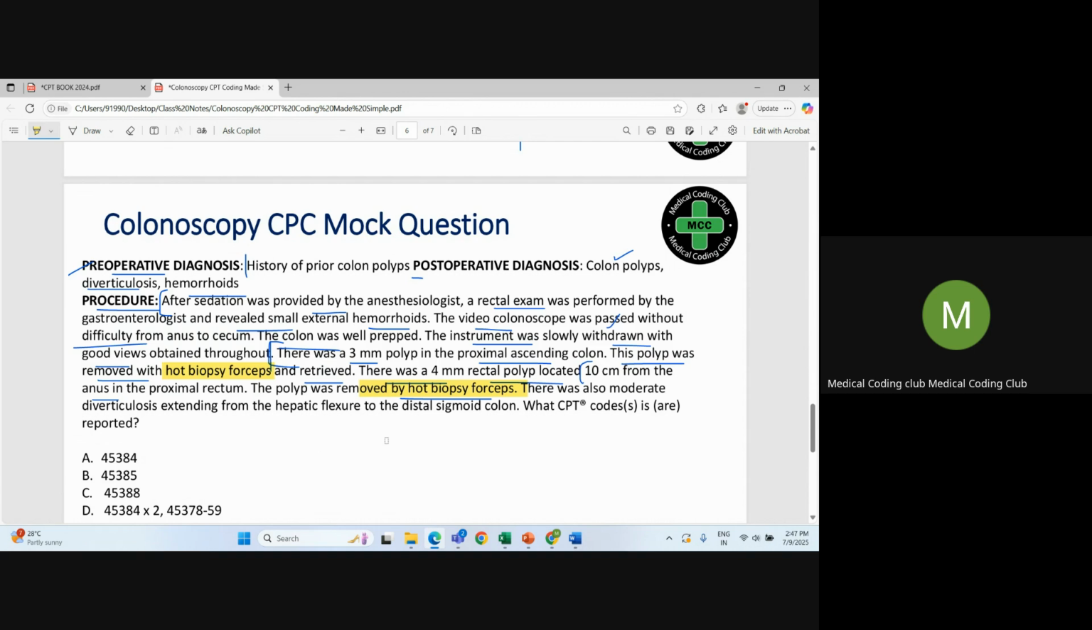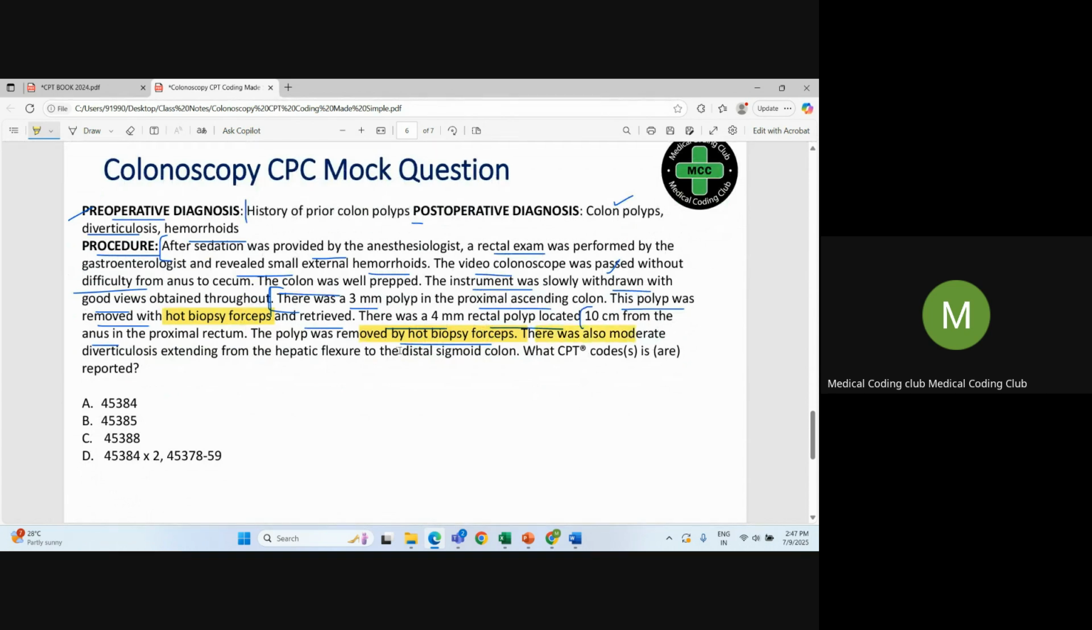You already know the coding guideline. You will not add units based on the number of polyps removed. For each technique you are going to use it only one time. That guideline I have already discussed earlier.